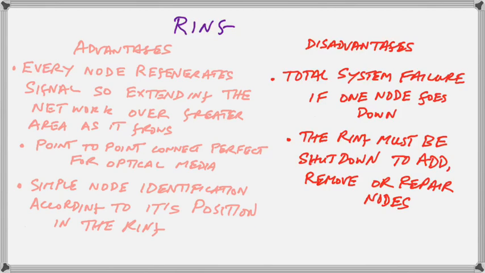The disadvantages of the ring are that, just like the star, if one node fails, the whole ring goes down. And you have to shut down the entire ring to add, remove, or repair individual nodes.